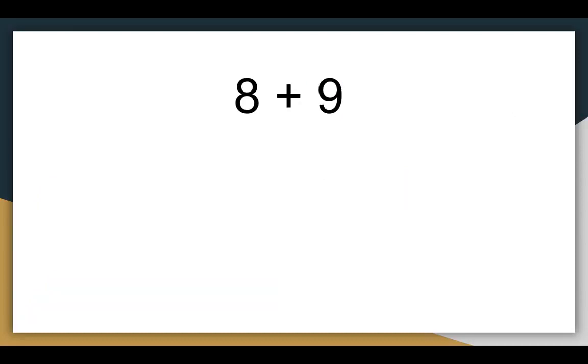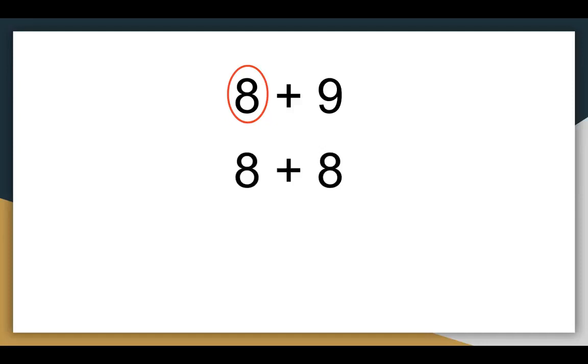Let's take a look at another example together. So right now I have 8 plus 9. So think right now, which one would I make the doubles fact out of? 8 is the smaller number, so I'm going to make my doubles fact from my 8. Write down what doubles fact you would use to help you with 8 plus 9. The doubles fact you could use would be 8 plus 8.